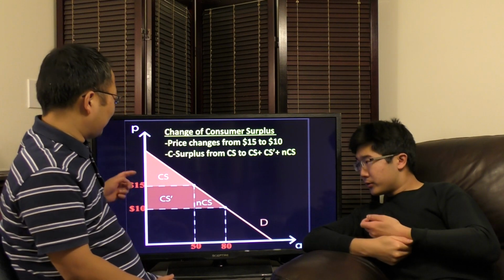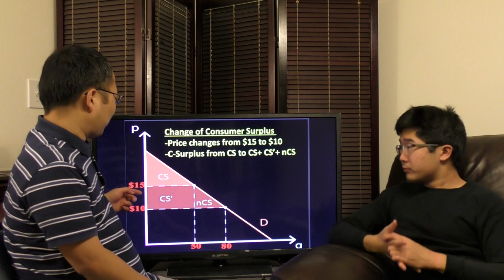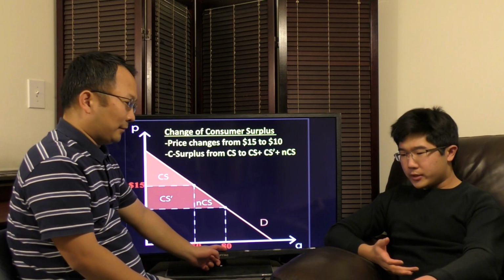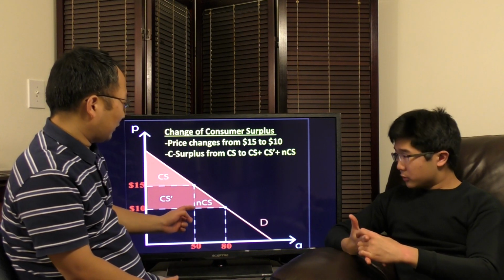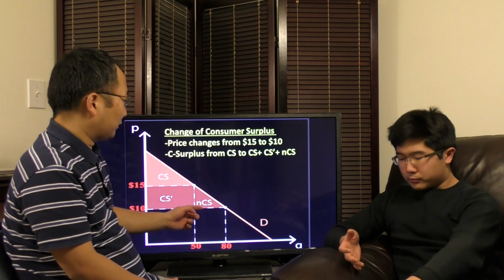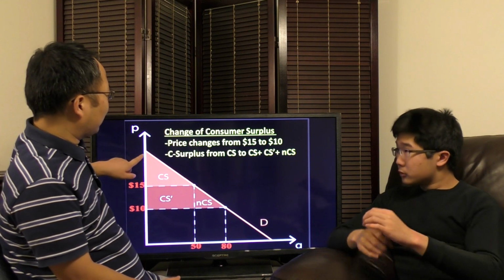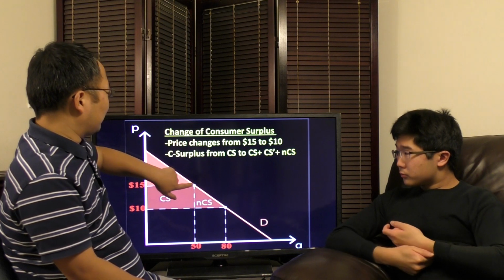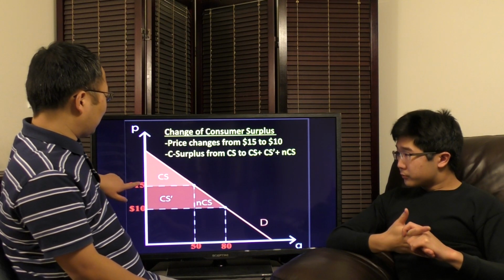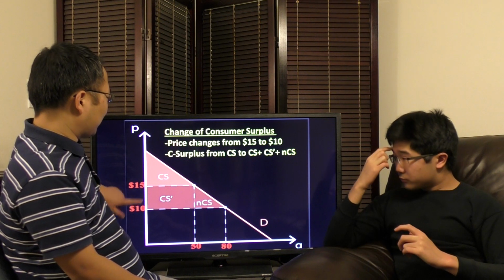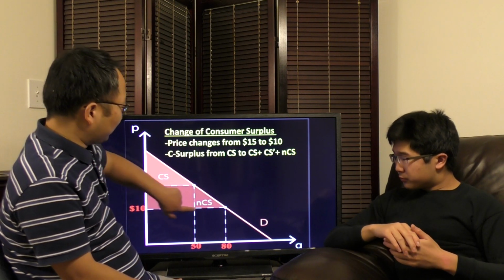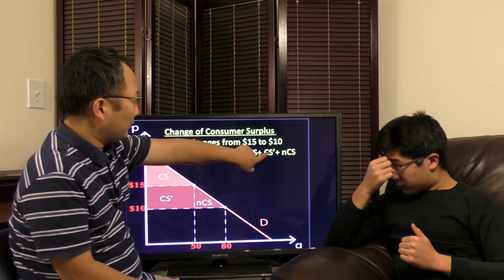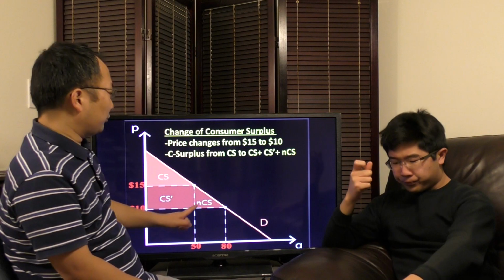For example, say this is a book market. When the book price is reduced from $15 to $10, the number of books sold goes from 50 to 80. That means there are some new consumers entering the market, so that's a new consumer surplus. Simple geometric knowledge tells us the original consumer surplus is this triangle, and when the price drops, the new consumer surplus is this triangle. So the total is CS dash plus NCS, the new consumer surplus.